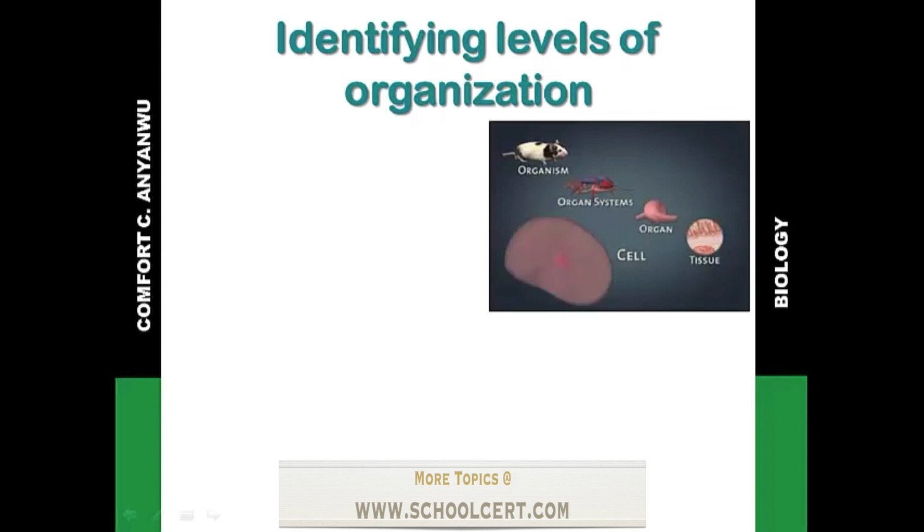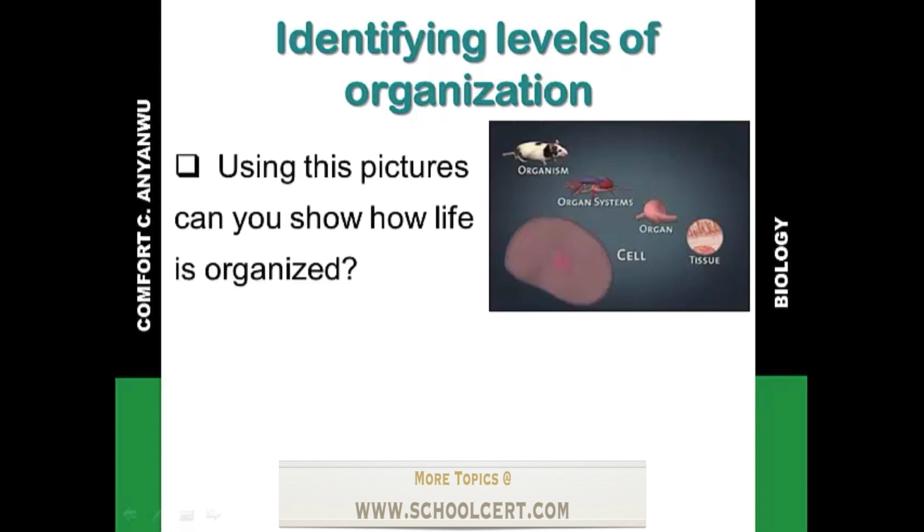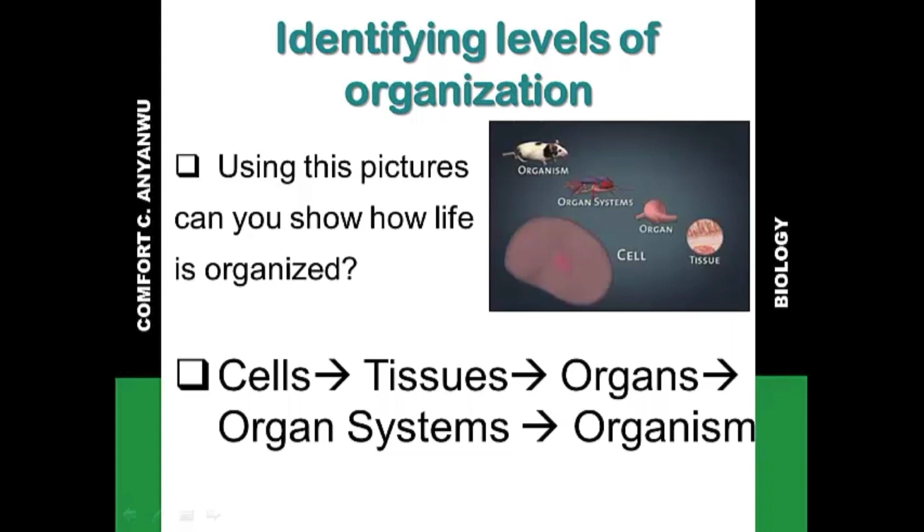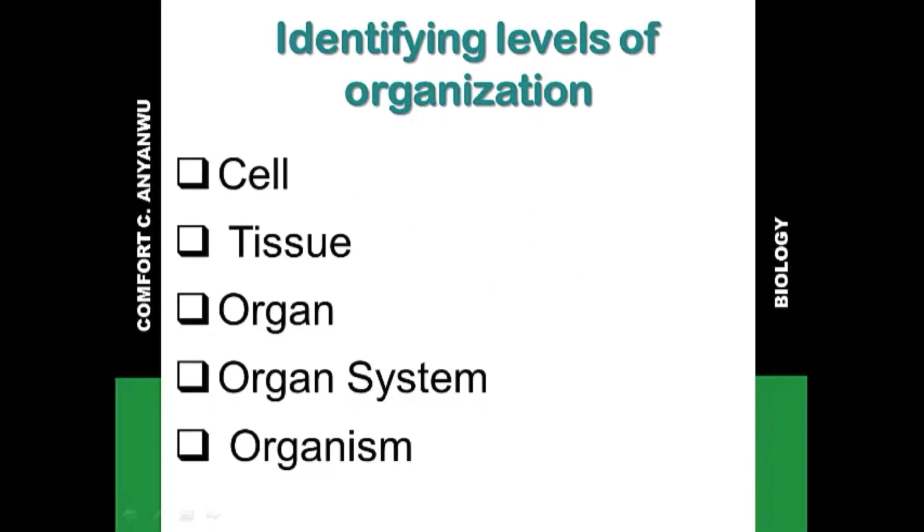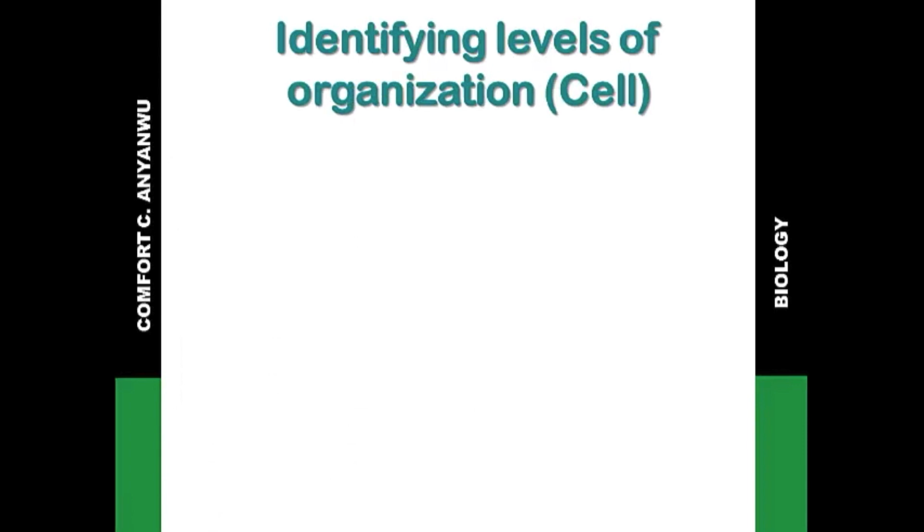Look at this picture. Which image comes first in the organization of life? Can you organize life by just using these pictures? It starts from cell, tissue, organs, organ systems, and then we get organism. Again, we'll be looking at each of these in greater details, starting from cell.